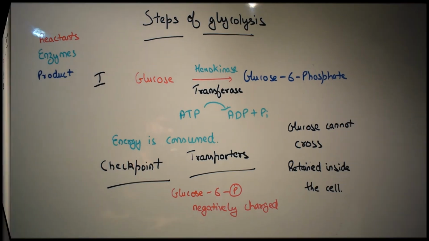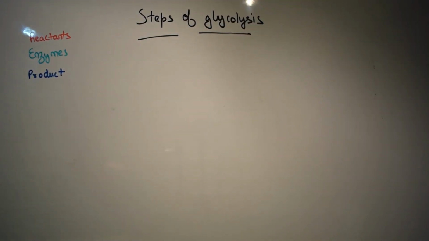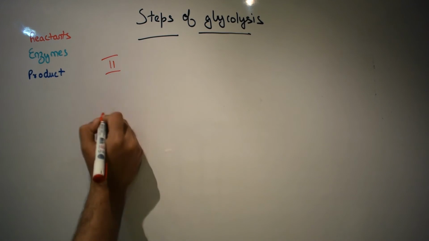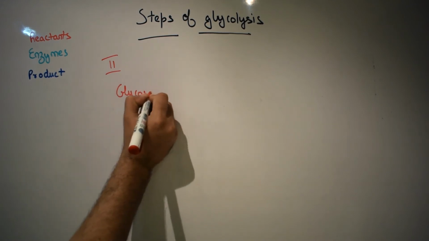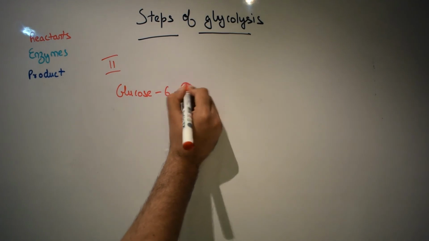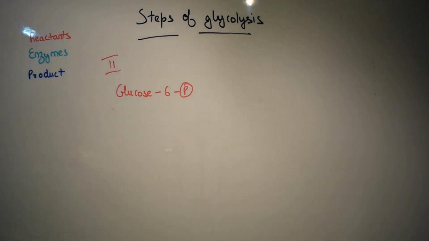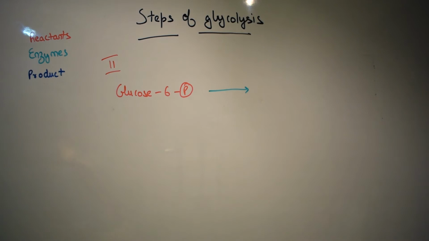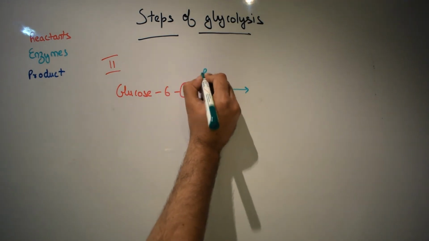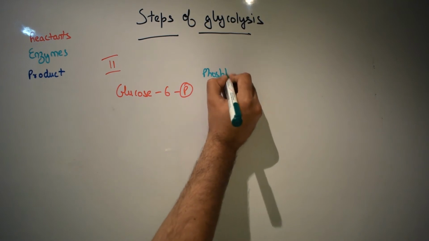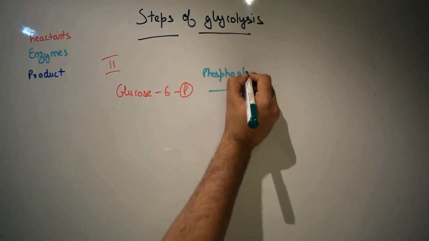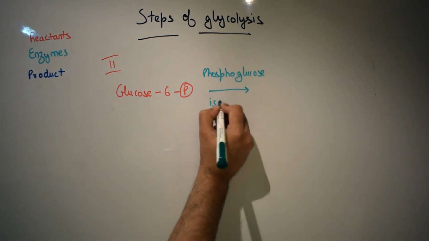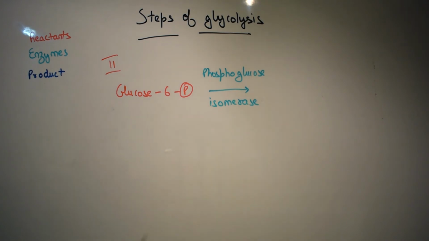So it can go into the other cycles and can move forward to glycolysis. In the next step of glycolysis, the glucose 6-phosphate gets converted to fructose 6-phosphate by the action of enzyme phosphoglucose isomerase. Phosphoglucose isomerase is an isomerase enzyme, which means that it can only change the structure of the compound and not its chemical formula.